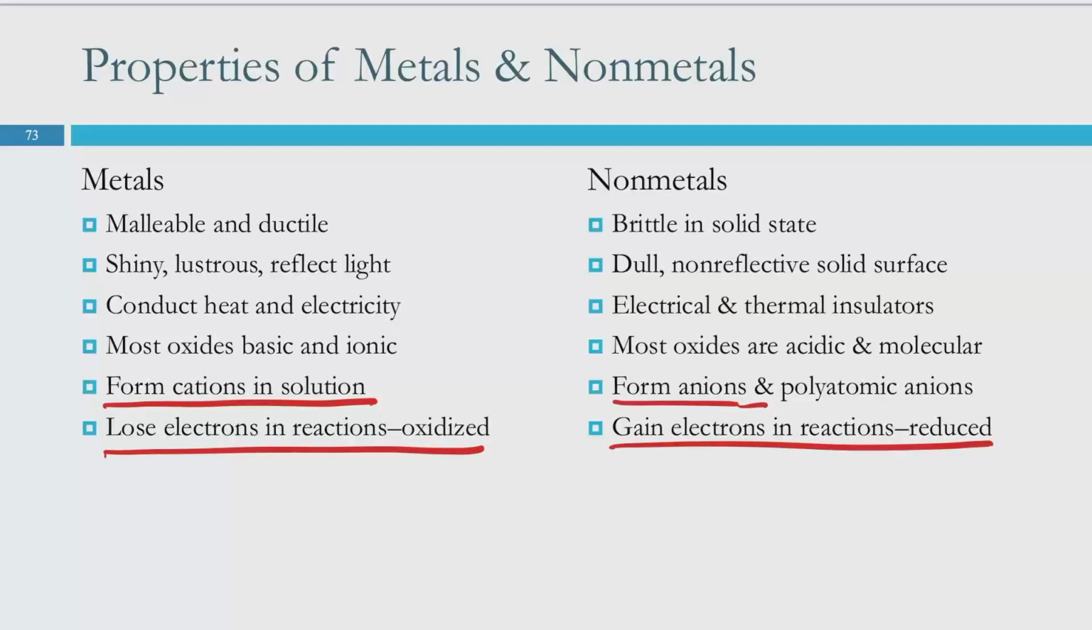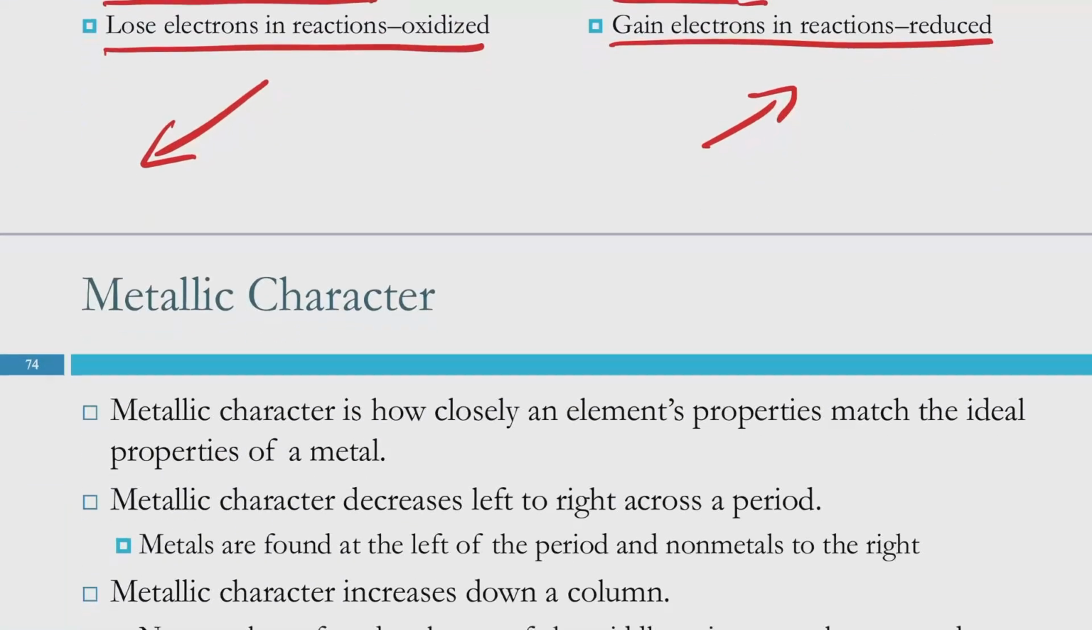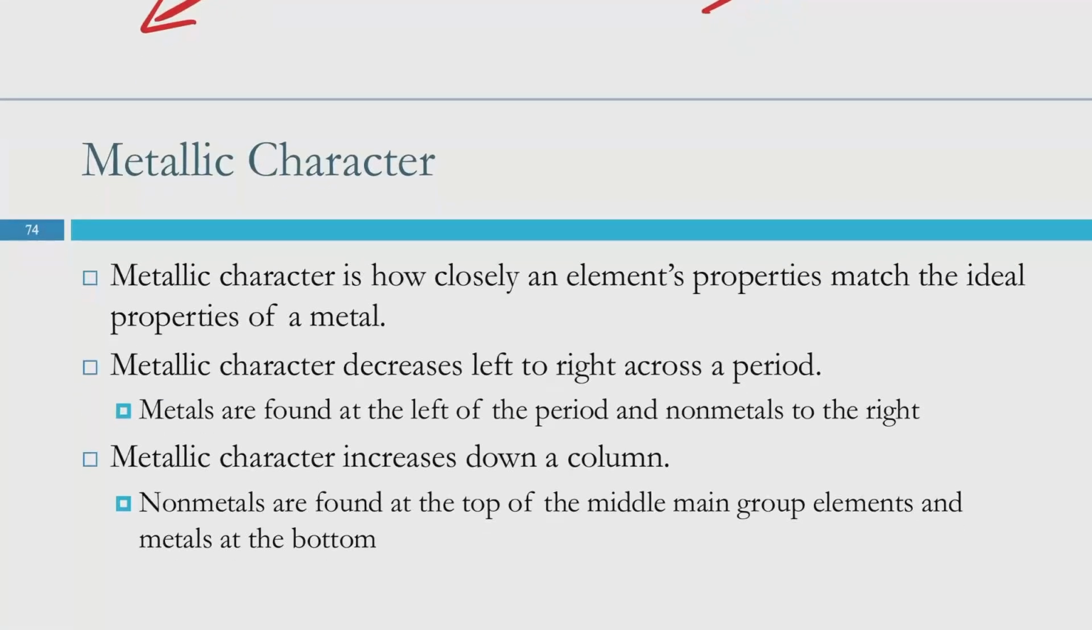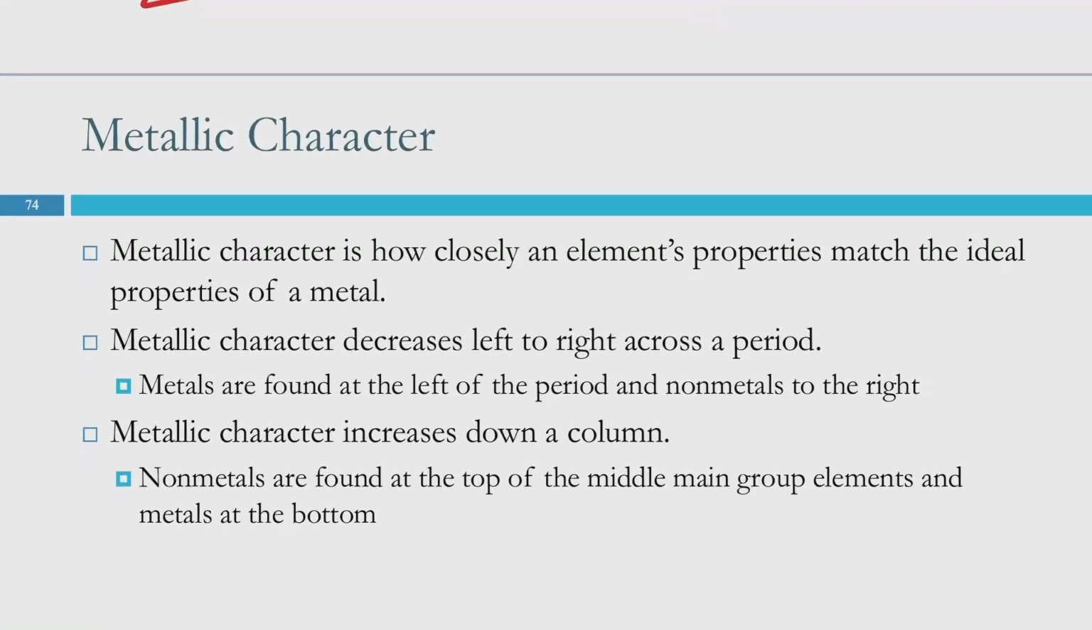Where on the periodic table do our metals live? Where do our metals live? They live down and to the left. Where do our nonmetals live? Up and to the right. So generally, metals are down there, and nonmetals are up there. The reason that I'm pointing this out is because our last trend is metallic character. How much of a metal is it?